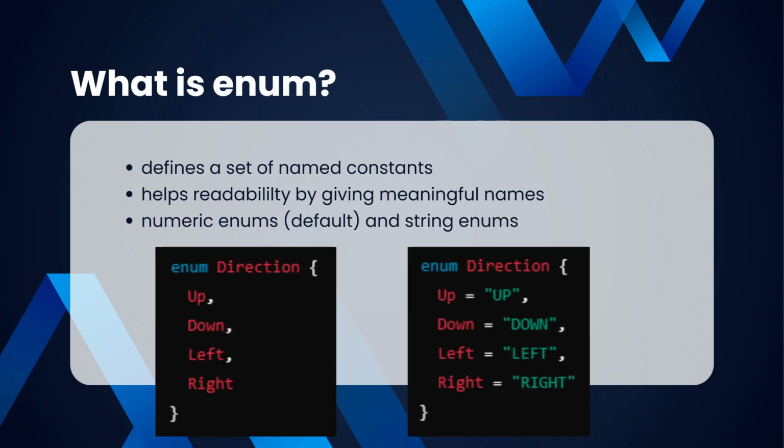What is enum? Enum is used to define a set of named constants. Makes code more readable by giving meaningful names to numeric values. There are two types, the default numeric enums and string enums.